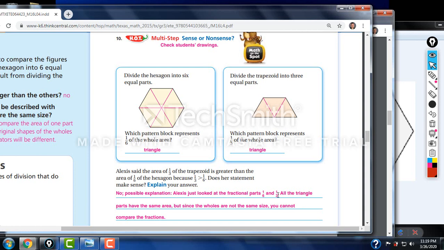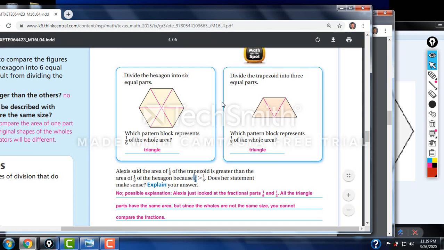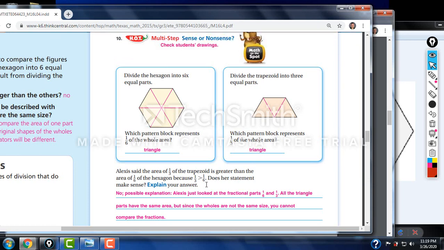Yes, because they just looked at the fraction parts, 1/6, 1/3. All the triangle parts have the same area. Yes, they do. But since the wholes are not the same size, you cannot compare the fractions. The wholes are not the same size, and they're talking about the wholes, the thirds and the 6. They're not the same, so you cannot compare those two fractions at all. That's what I need for you to understand.